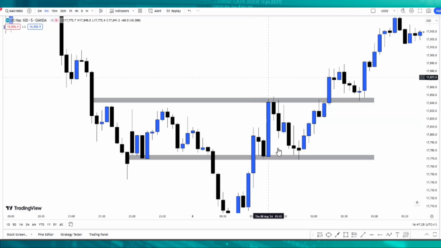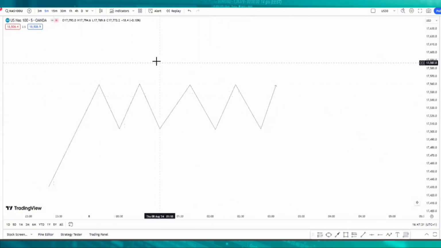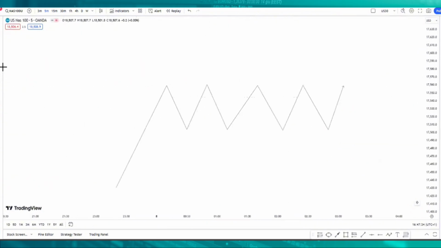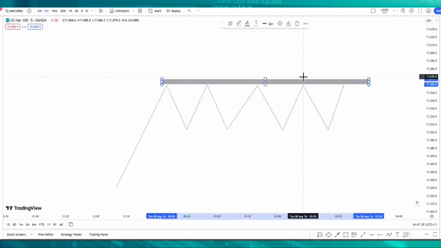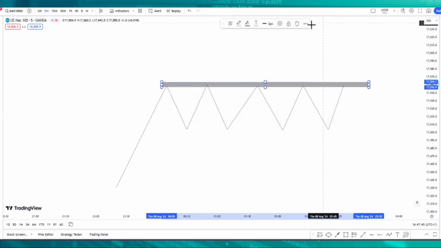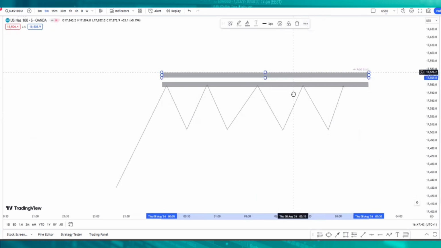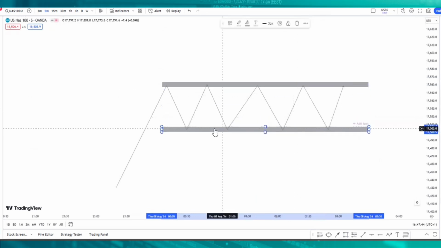So the first strategy here is the break and the retest. Now, how do you trade the break and retest? Take a look at this chart here. As you can see, we have a resistance here, and below we have a support just like this.